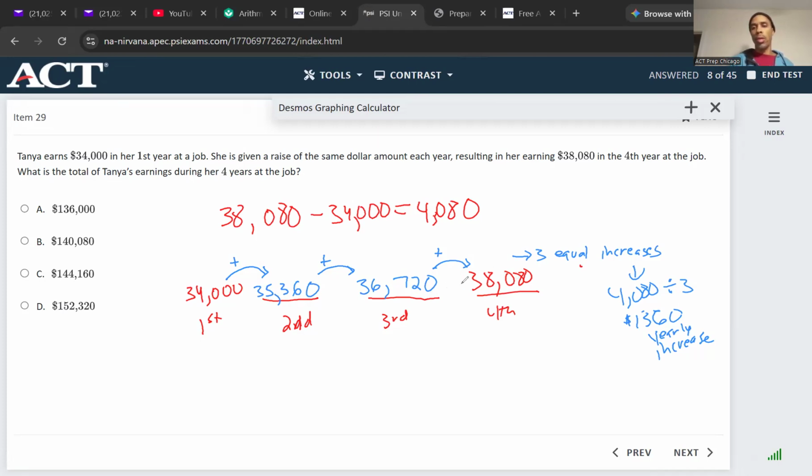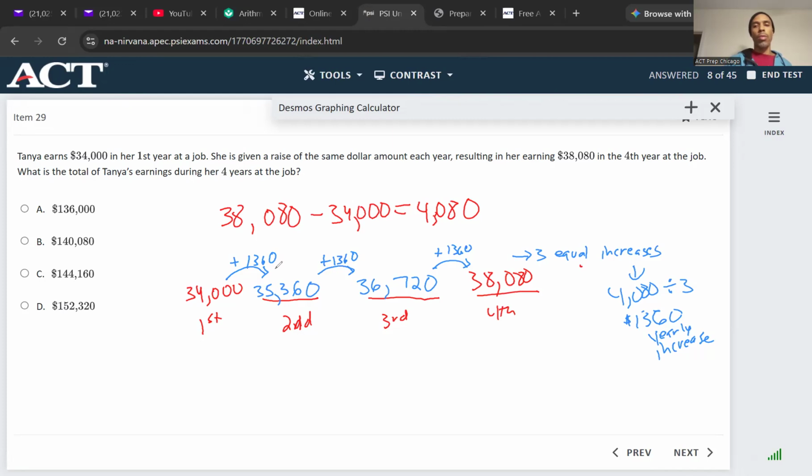6 plus 2 is 8. 7 plus 3 is 10. That's where you get 0, 1. 6 plus 1 is 7 plus 1 is 8. That would be 38,080, right? We're just checking it out. All right, so the increase every year is that plus 1,360, plus 1,360, plus 1,360, right? Same increase every year.